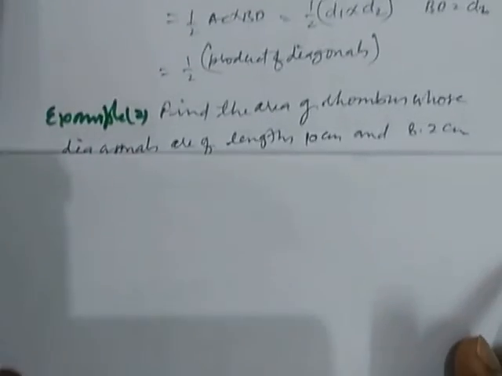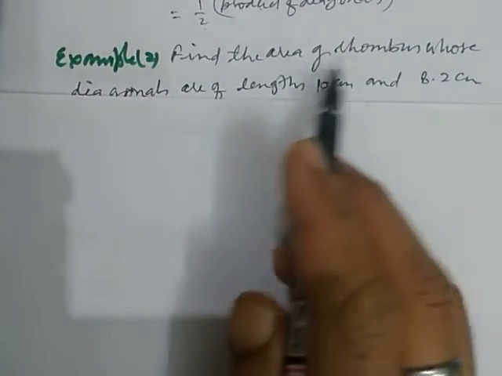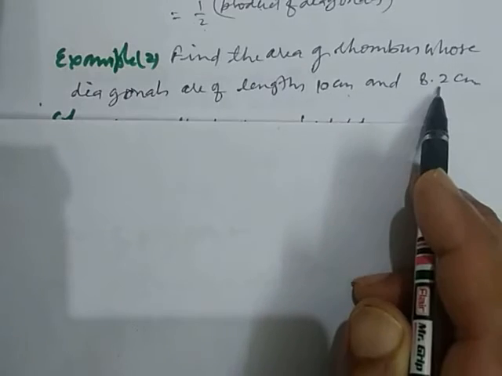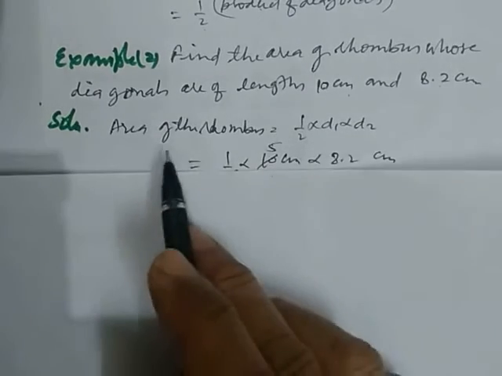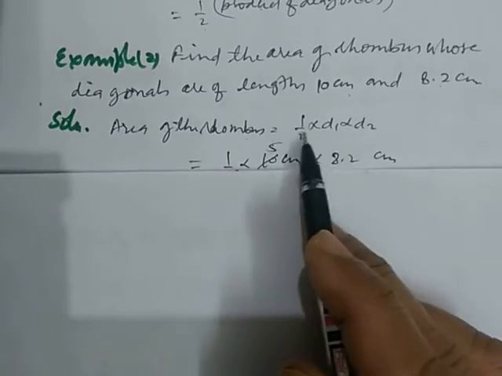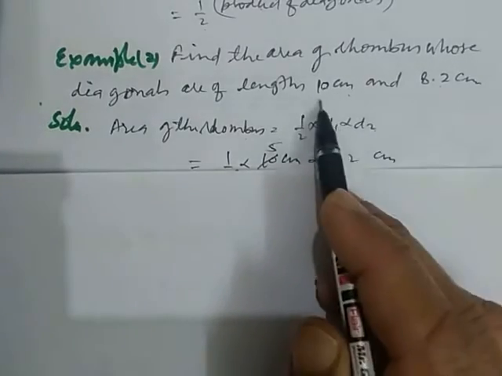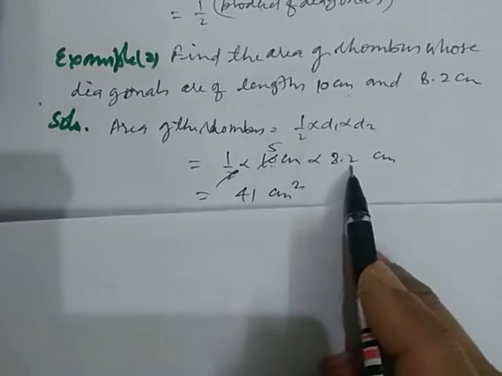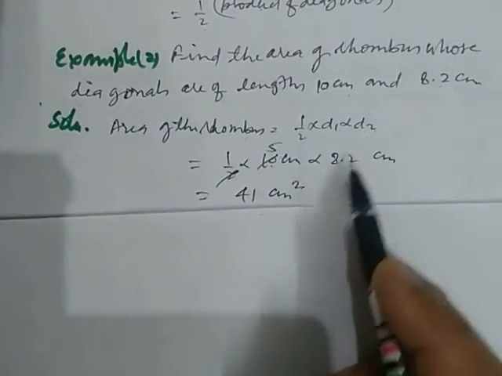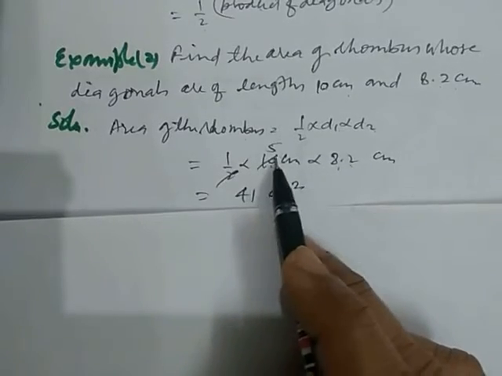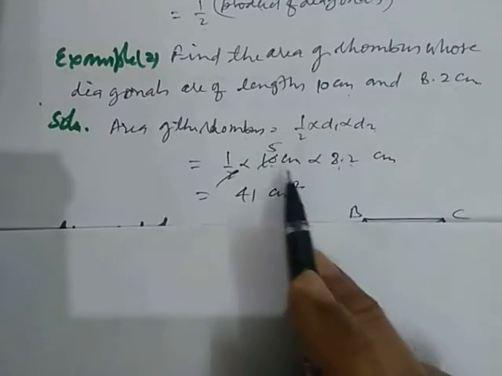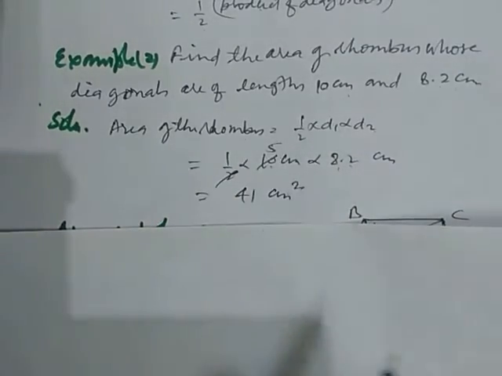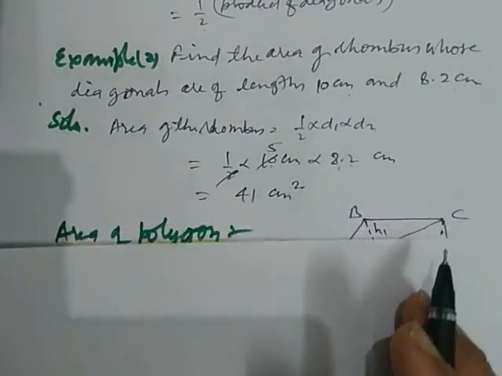Now we solve example 2. Find the area of a rhombus whose diagonals are of length 10 cm and 8.2 cm. Area of a rhombus is half into D1 into D2, and D1 and D2 are given to us. So put the values: D1 is 10, D2 is 8.2. Divide 10 by 2, we get 5. So 5 into 8.2 is 41 centimeter square. This way we can easily solve the given problems.